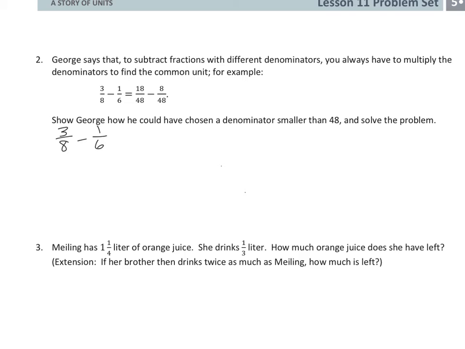Let's go ahead and now list our multiples of 8. So we have 8, we have 16, we have 24. After 24, 8 times 4 is 32. After 32, 8 more would be 40, and then 48. So this is where George says 48 is the only like unit or common unit.